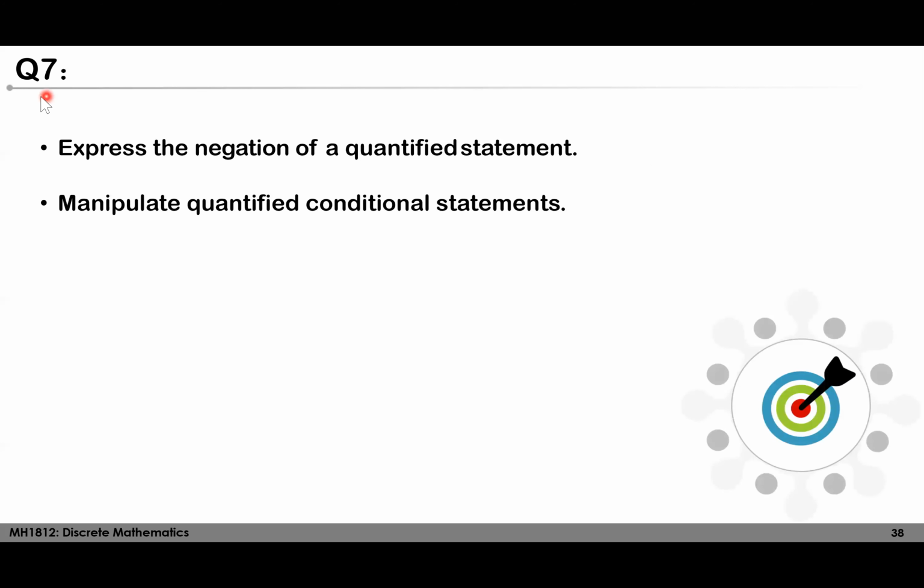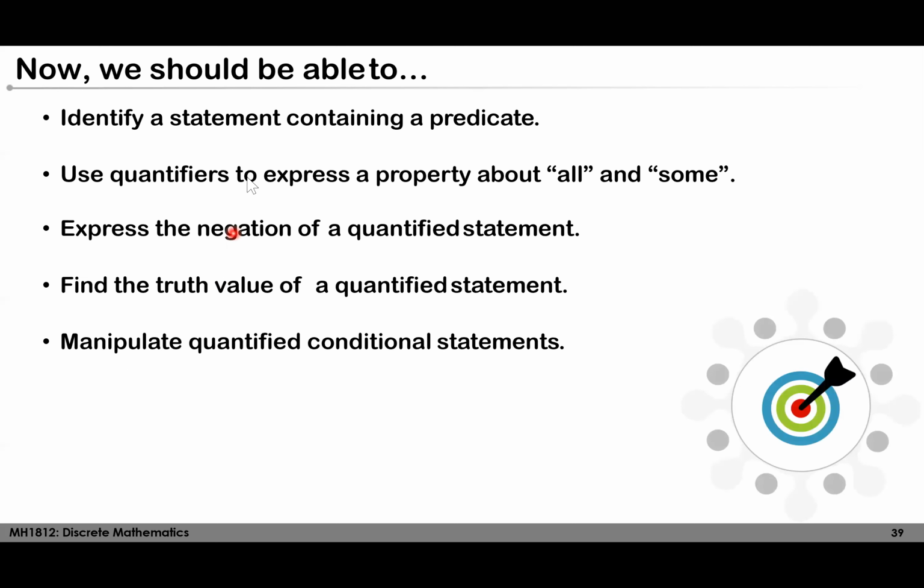So the target of question 7 is the same as question 6. So by now, we should be able to identify a statement containing a predicate and use quantifiers to express all, there exists, or some, etc., and express the negation of the universal quantification and the negation of existential quantification, and to determine the truth values of quantified statements and manipulate quantified conditional statements.